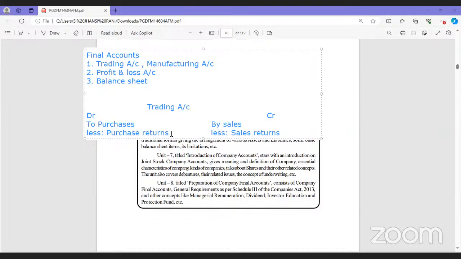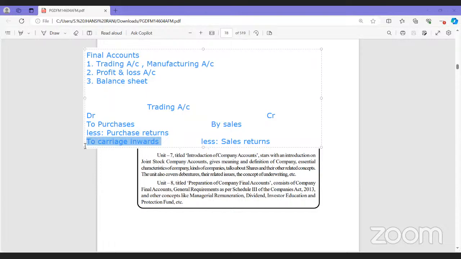So that is called carriage inwards. It means the expenses involved in bringing the goods from the place of purchase to the place of sale. I have to bring the goods from the supplier to my shop, so those are called carriage or freight charges. I need some truck or trolley to bring the goods from the supplier's place to my own business place. That expense is called carriage inwards.